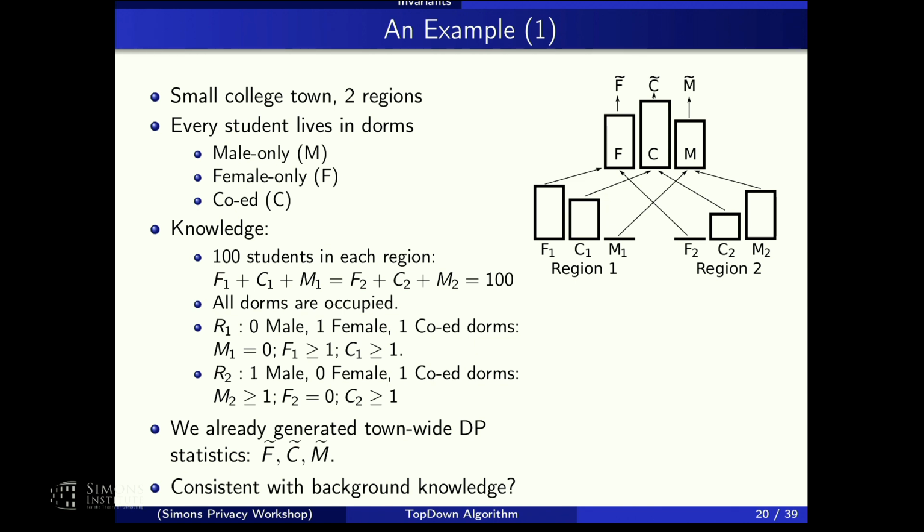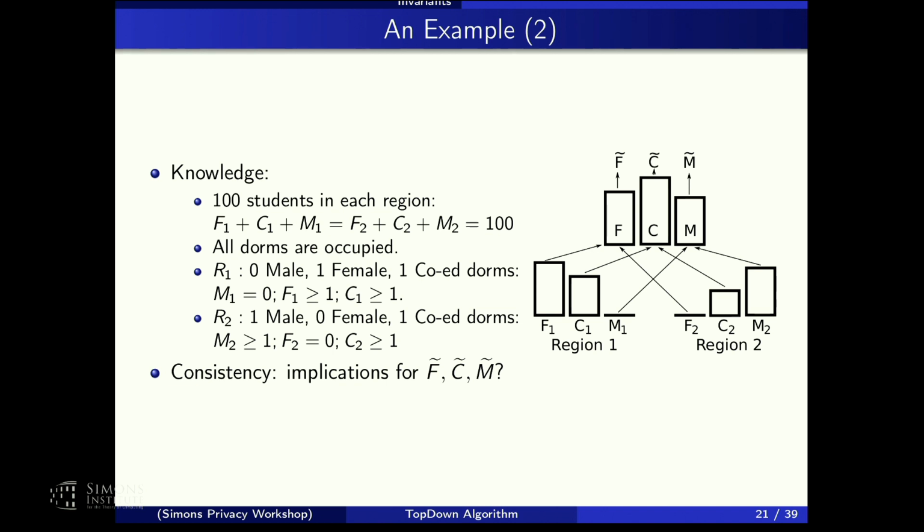In this example, the knowledge is that each region, over here, has 100 students, they all live in dorms, all dorms are occupied. First region has zero male-only dorms, and the second region has zero female-only dorms. Okay. This is the simplest example we could find that has some of these weird properties. So like I said, we created these differentially private counts. We want to extend it to the region. So our question is, are these counts that we generated consistent with background knowledge?